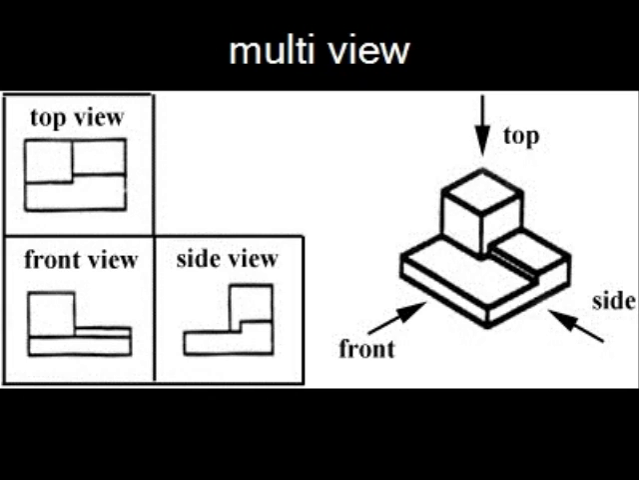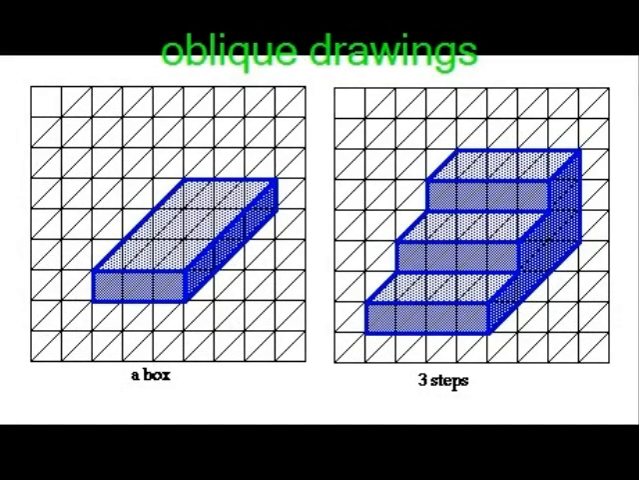A multi-view sketch shows two or more two-dimensional views of a three-dimensional object. The front view should be the view that shows the most detail. A three-dimensional view of the object is also shown in a multi-view as oblique or isometric. An oblique sketch shows the front, side, and top view of an object. To draw an oblique, you draw the front face and then go back 45 degrees to get the side of the object.